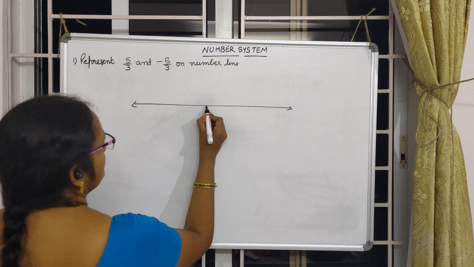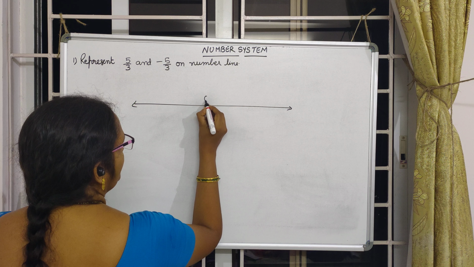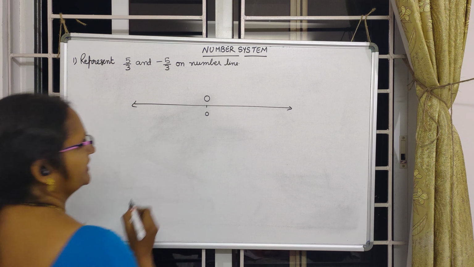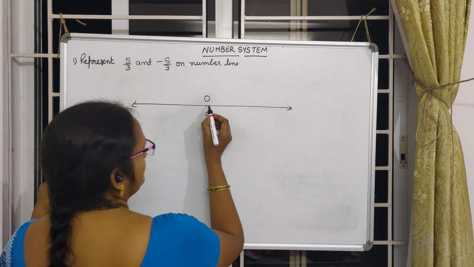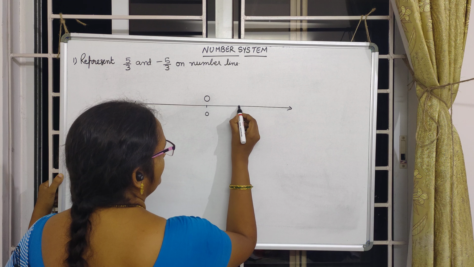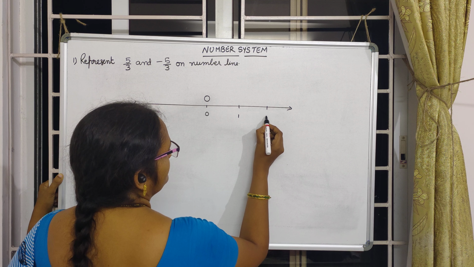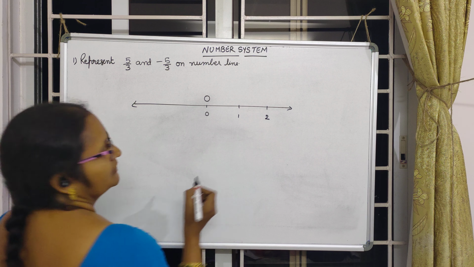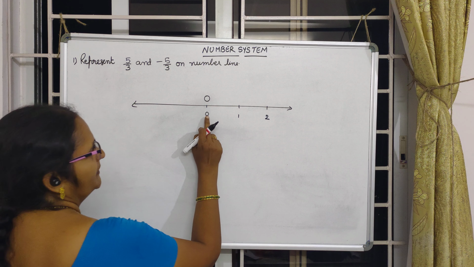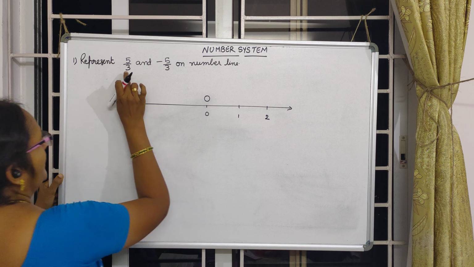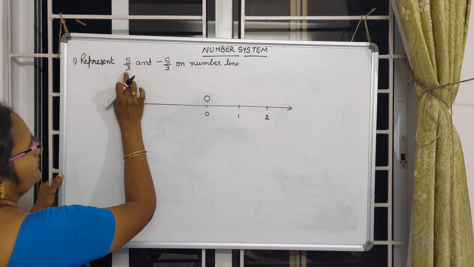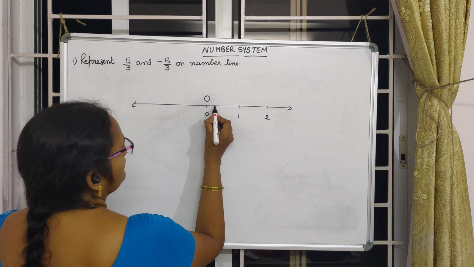On this number line, in the middle I am considering O. This is indicating 0. And at a certain distance I am taking it as 1, and at a certain distance I am taking it as 2. Now, the space between 0 and 1, I am dividing into 3 equal parts.